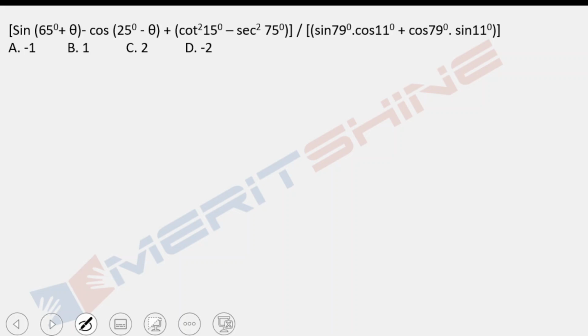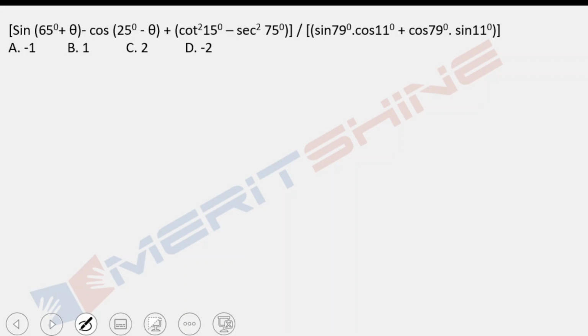Another question, the same concept but a little more application of it. I'll show you how to do it, but try it out first. Okay. Now, done. Now, sin 65 degree plus theta, cos 25 degree minus theta, all are there. But you have to understand here what is the concept behind it.